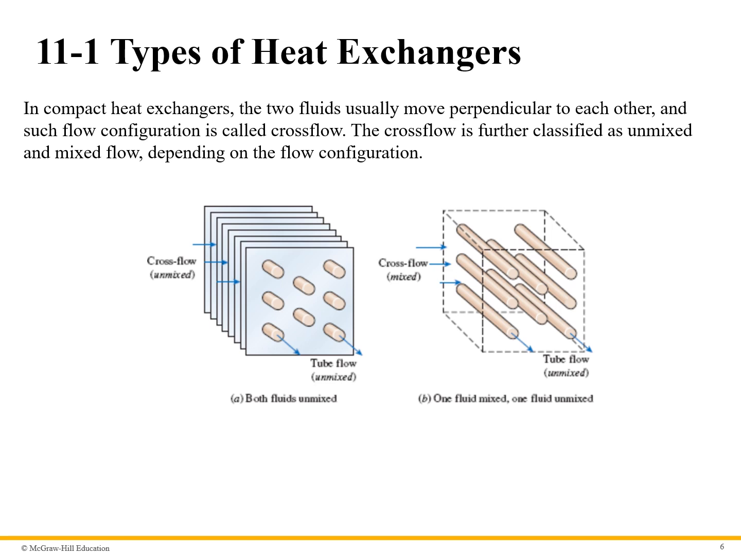In compact heat exchangers, the two fluids usually move perpendicular to each other, and such a flow configuration is called cross-flow. The flow is further classified as unmixed or mixed depending on the flow configuration. So in slide A, both fluids are unmixed. The baffles kind of separate the cross flow. In slide B, we have what's known as one fluid mixed, one fluid unmixed.